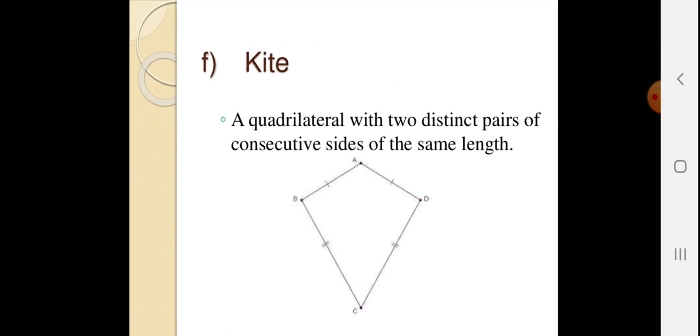Kite: a quadrilateral with two distinct pairs of consecutive sides of the same length is called the kite. Now you all are familiar with the kite, as we have already seen and used kites in the festivals.